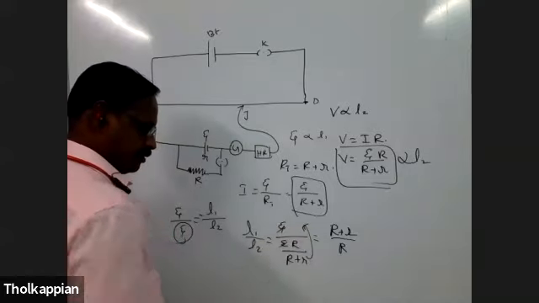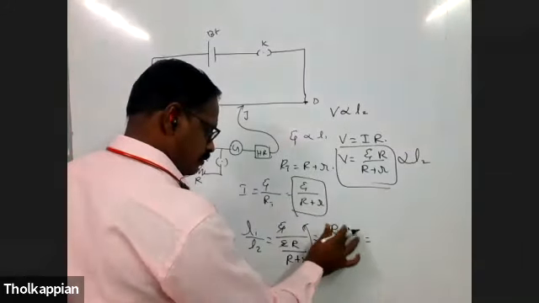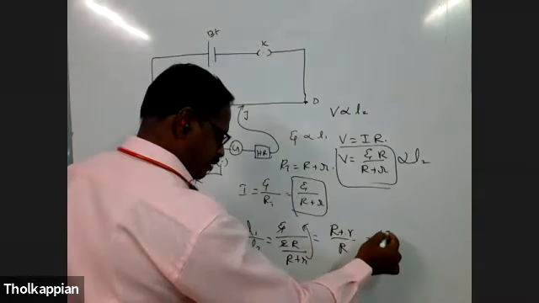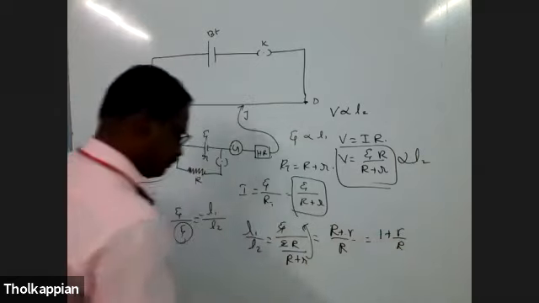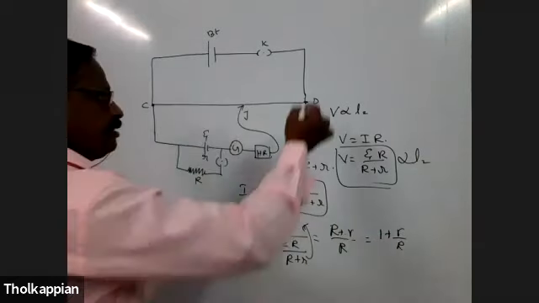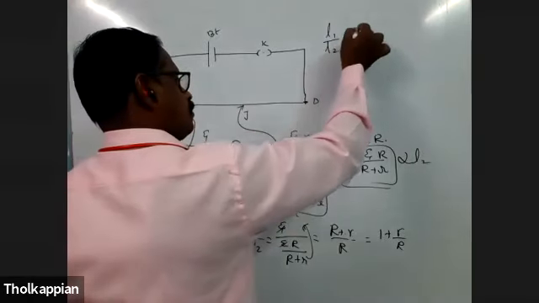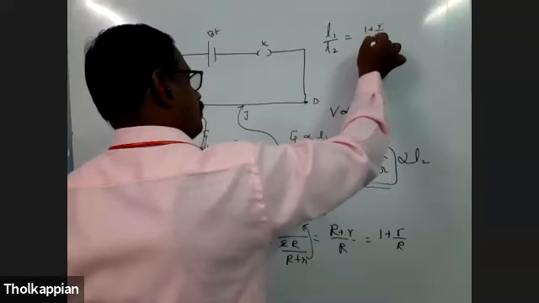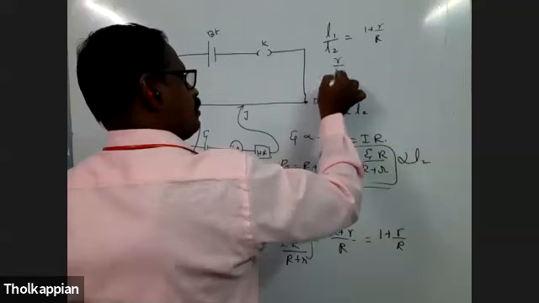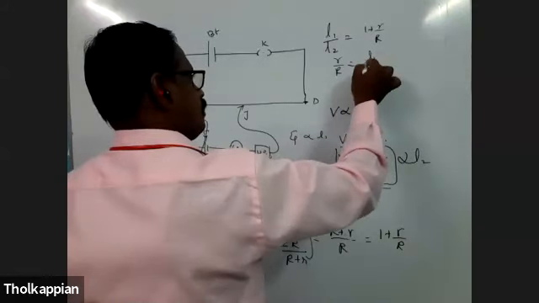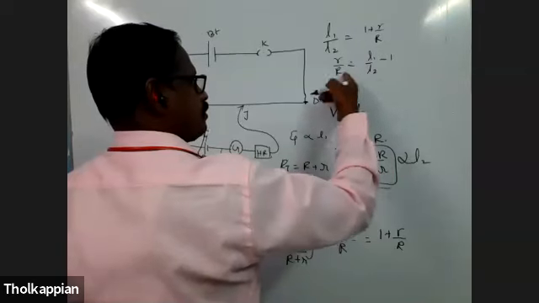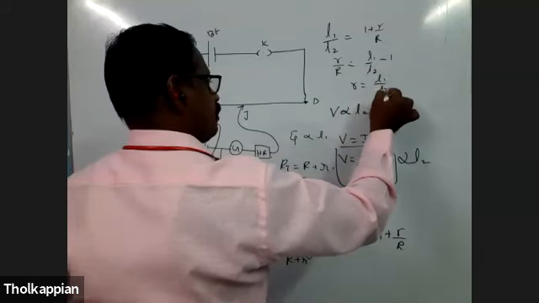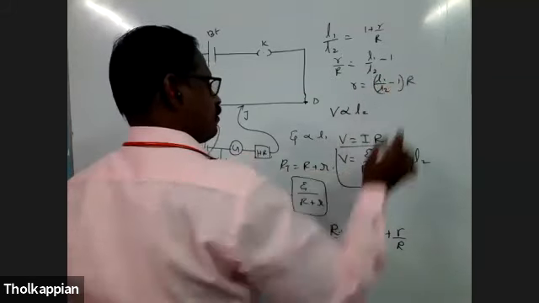This R goes to the denominator. You divide by this R. This becomes 1 plus r by R. So L1 by L2 is equal to 1 plus small r by capital R. So r by R is equal to L1 by L2 minus 1. Then small r is equal to L1 by L2 minus 1 into capital R.